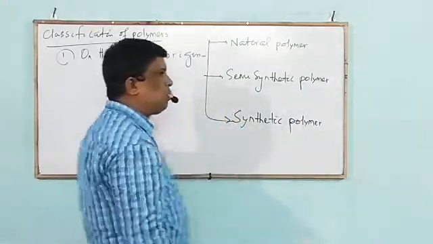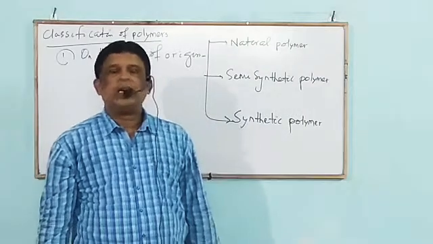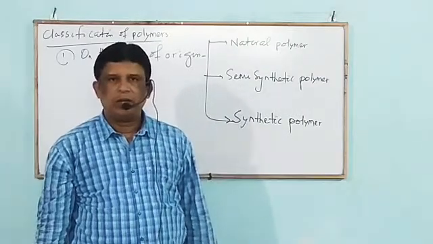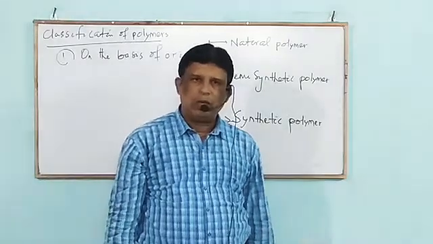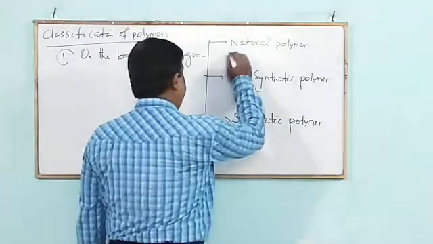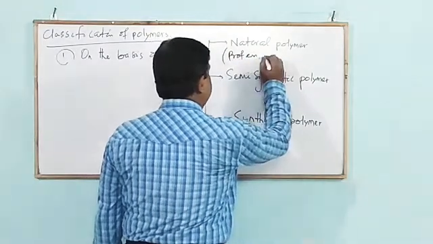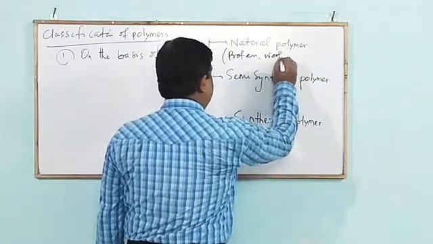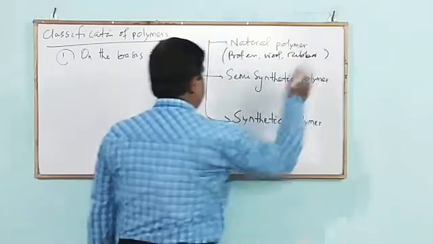The polymers which occur naturally are known as natural polymers. God-given polymer is known as a natural polymer. For example, protein, wool, rubber, etc.